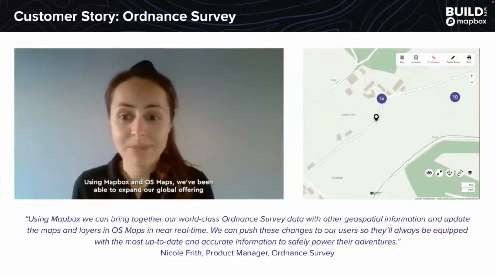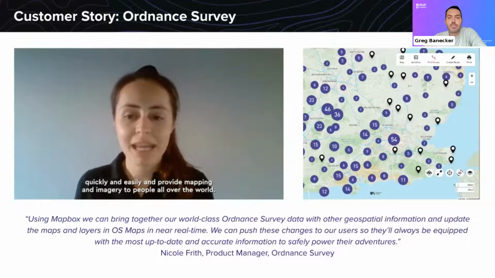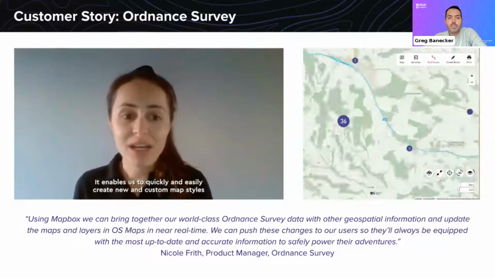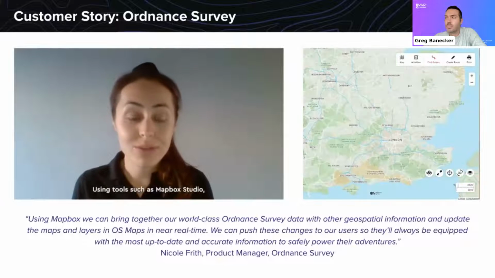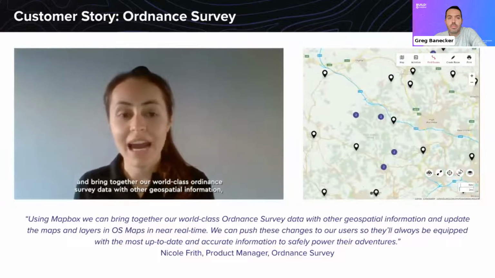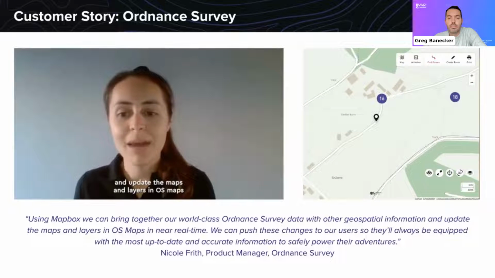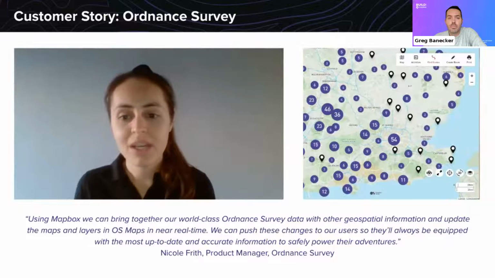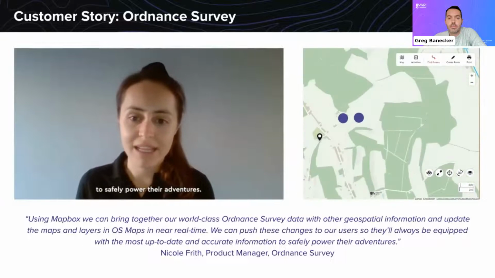Using Mapbox and OS Maps, we've been able to expand our global offering quickly and easily and provide mapping and imagery to people all over the world. It enables us to quickly and easily create new and custom map styles and deliver these to around our 1.5 million users. Using tools such as Mapbox Studio, we can create powerful custom maps and bring together our world-class Ordnance Survey data with other geospatial information and update the maps and layers in OS Maps in near real time and push these changes to our users. So they'll always be equipped with the most up-to-date and accurate information to safely power their adventures.